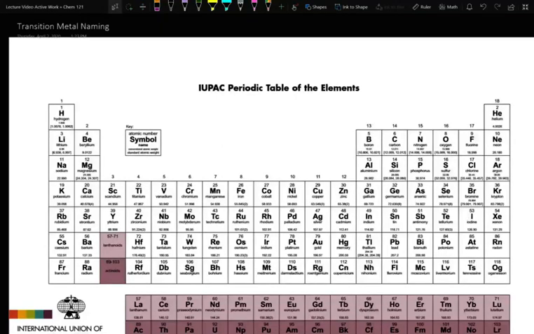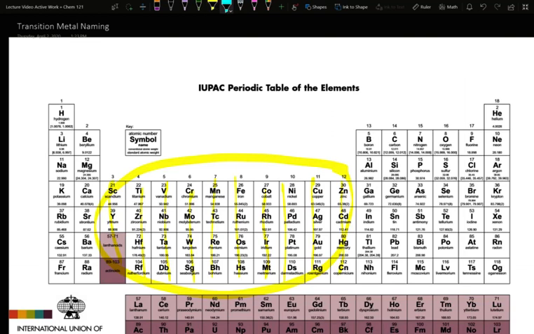In this video, we're going to discuss transition metal naming. So transition metals are this center block of the periodic table, from element 21 through 30 and down. So we've got lots of different elements that fall into this block. Transition metals are a little bit different than all the other elements in terms of their ionic nature.